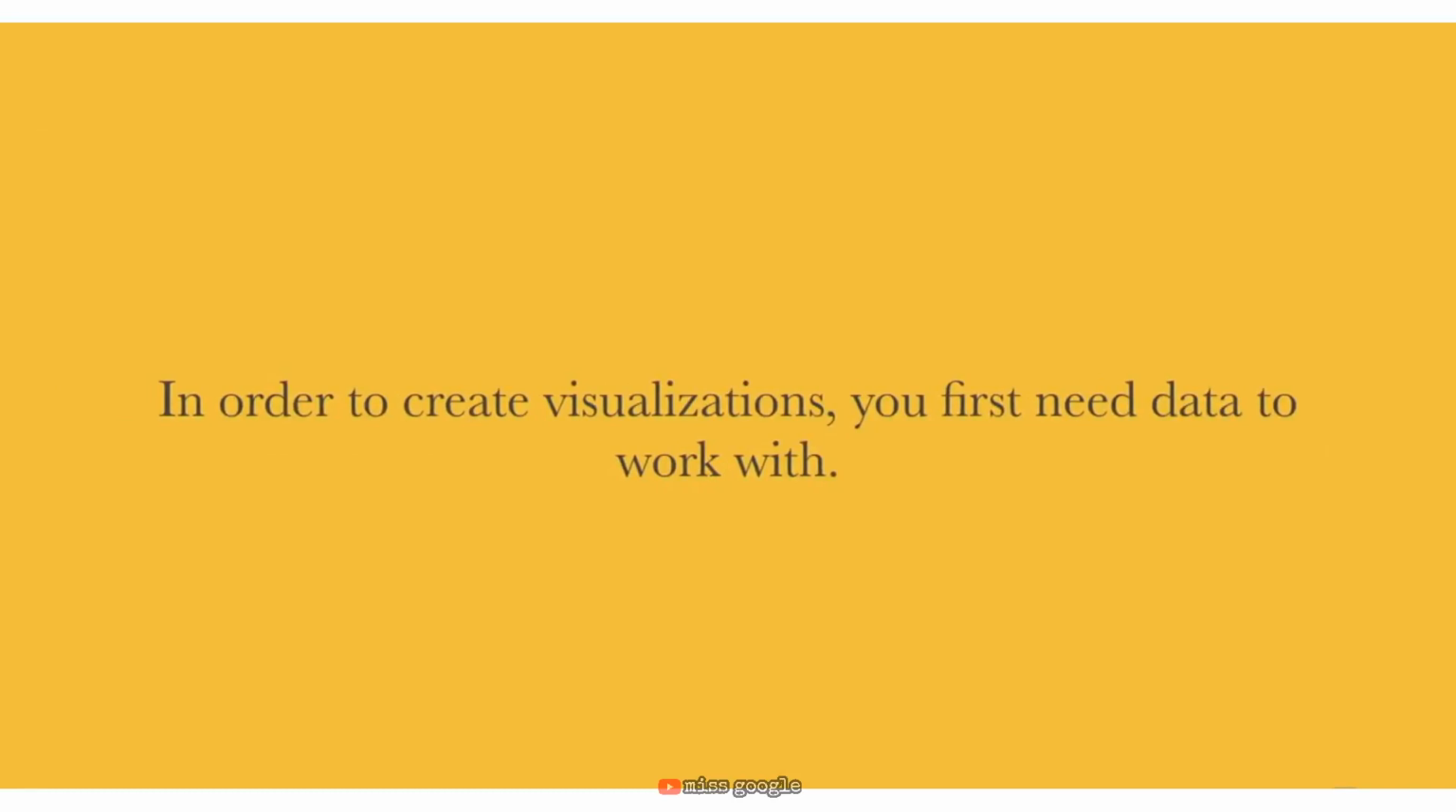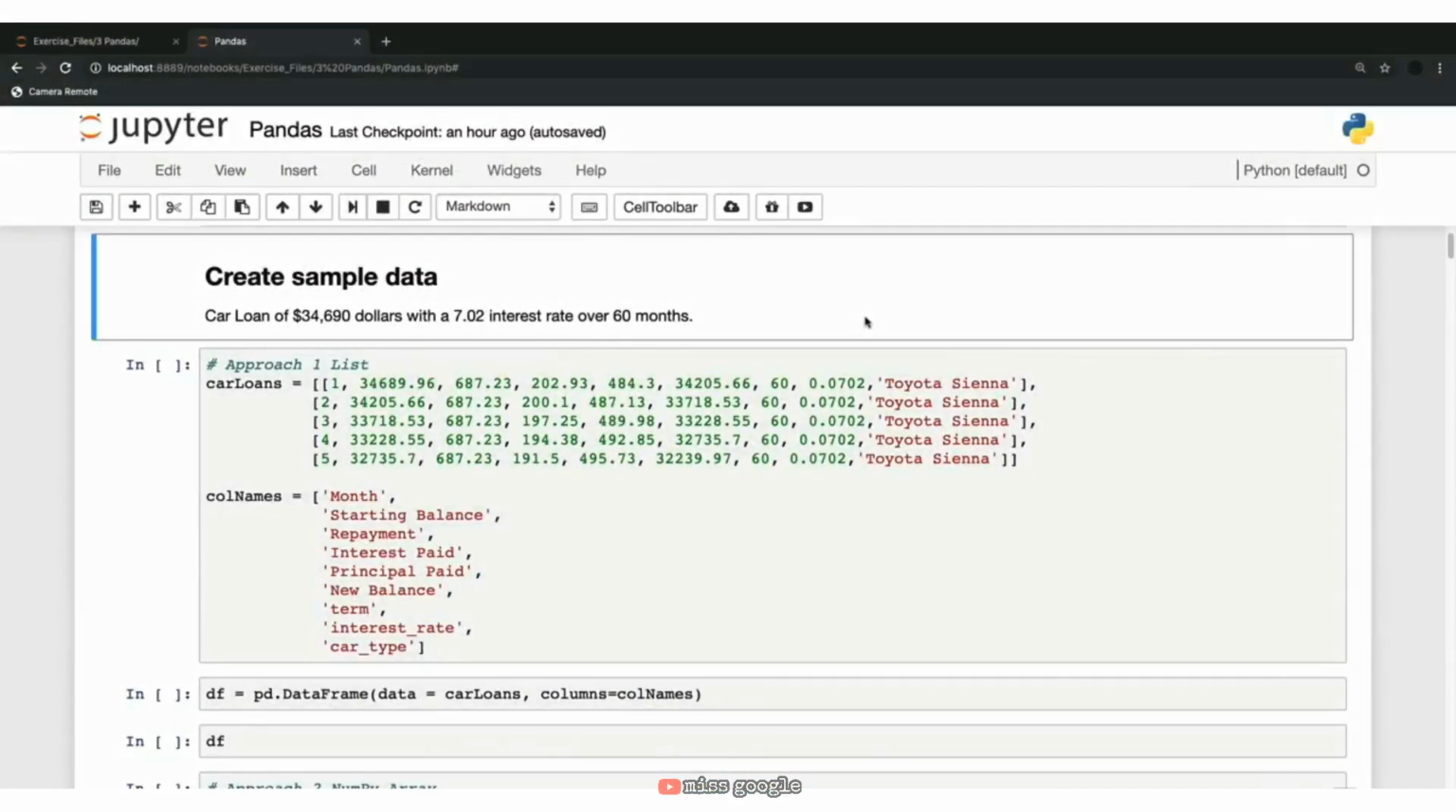In order to create visualizations, you first need to have data to work with. So in this video, I'll teach you how to create sample data in the form of a car loan table. So what we have here is a car loan of $34,690 with a 7.02% interest rate over 60 months. There are multiple approaches to structure your data into a form acceptable by a pandas data frame. One approach is by using a nested list, where in the first row, we have the first month of our car payment.